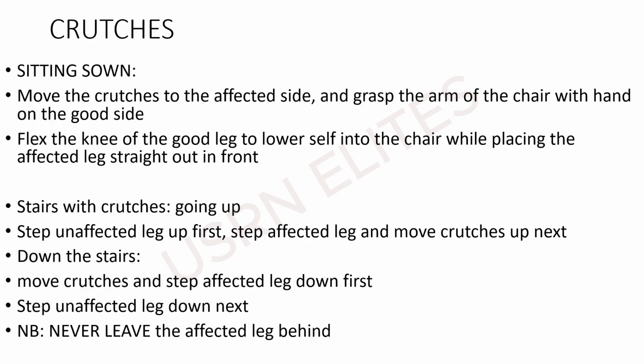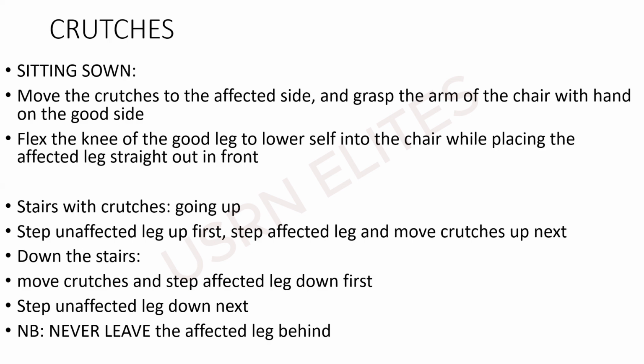You move the crutches to the affected side because that needs support. So you remove one crutch from the other armpit and add it to the one where the affected leg is. Okay, and grasp the arm of the chair like you are walking. Once you move the other one to the affected one, it means that the side that is not affected becomes empty.